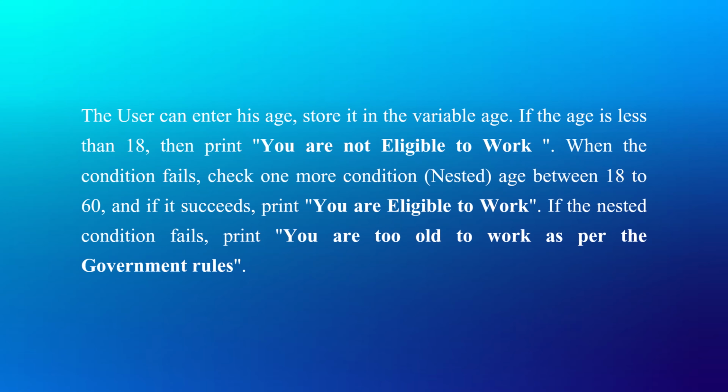The user can enter his age, and we are going to store it in the age variable. If the age is less than 18, then you have to print you are not eligible to work. If the condition is false, check one more condition which is nested. If the age is between 18 to 60, and it succeeds, then you have to print that you are eligible to work. And if the nested condition fails, then you have to print you are too old to work as per the government rules. So try it by yourself, just pause the video and try.